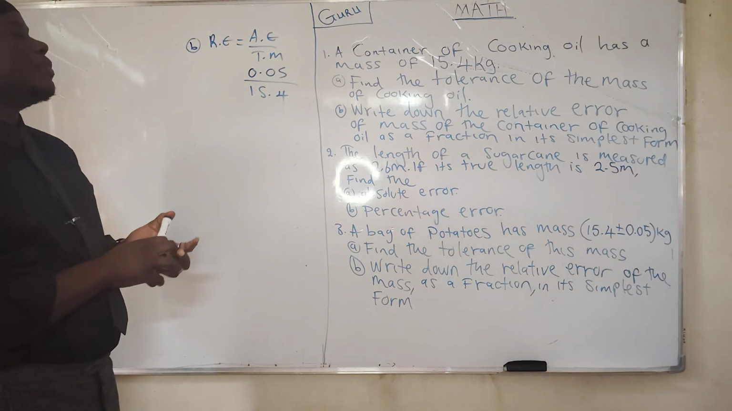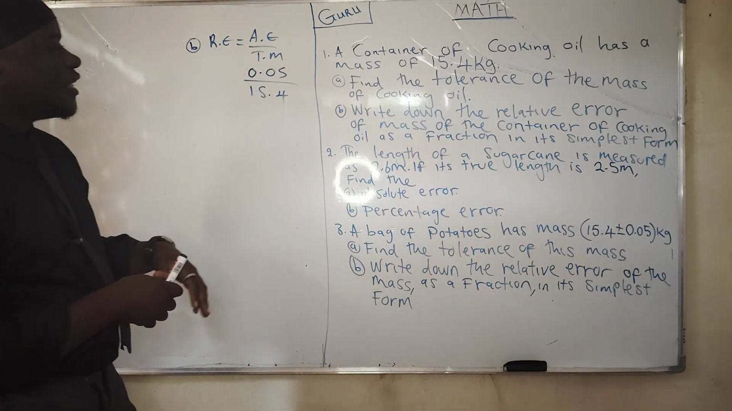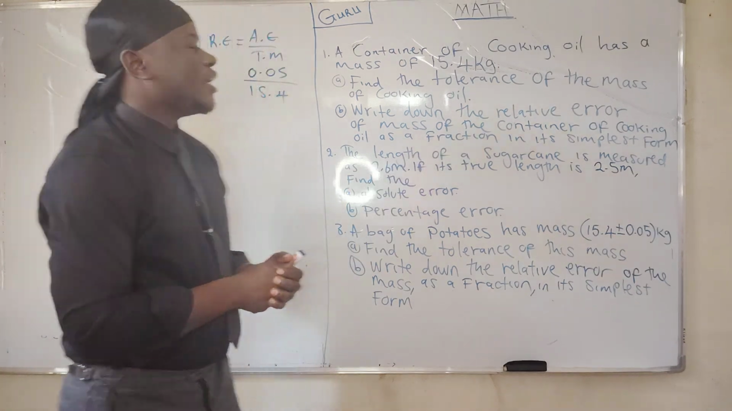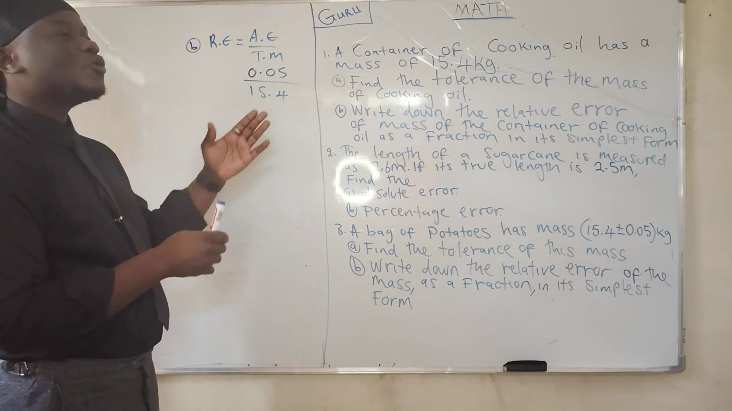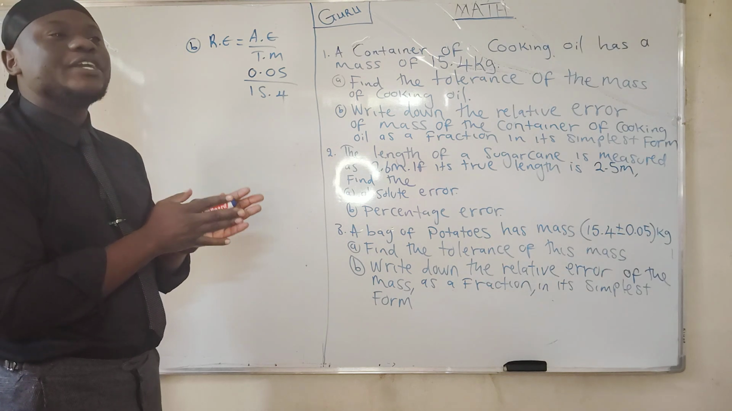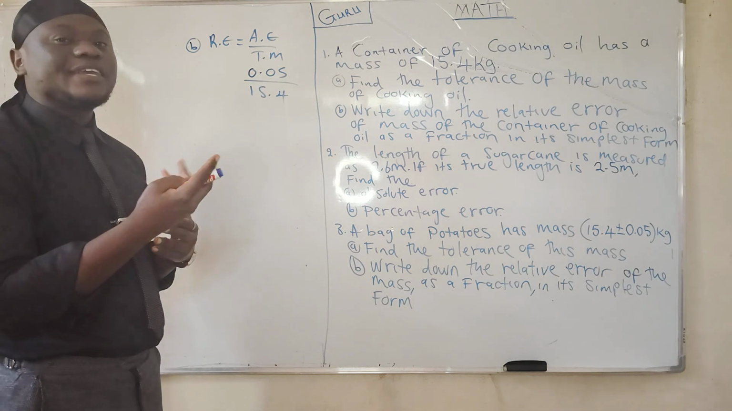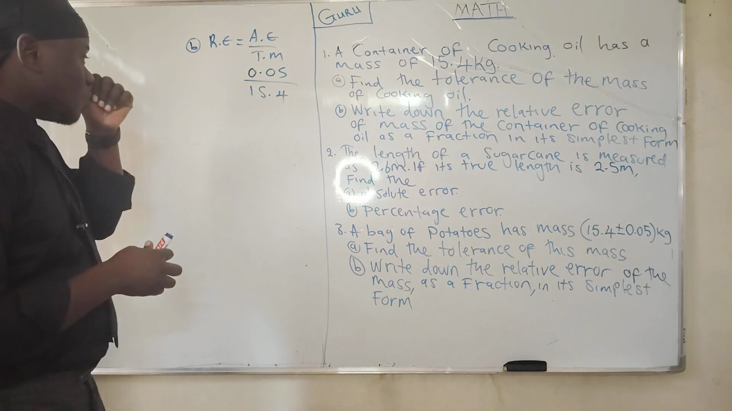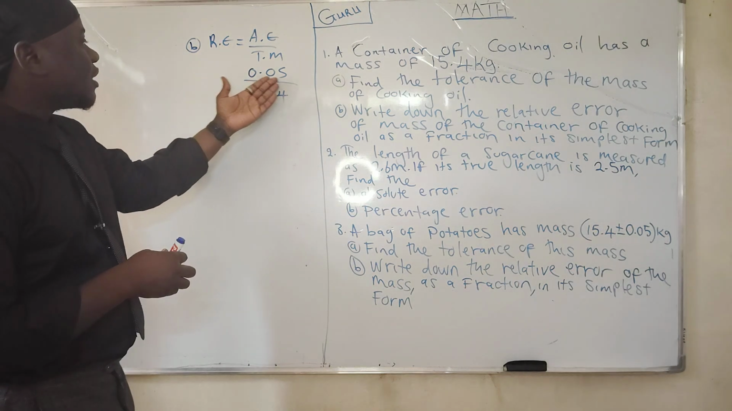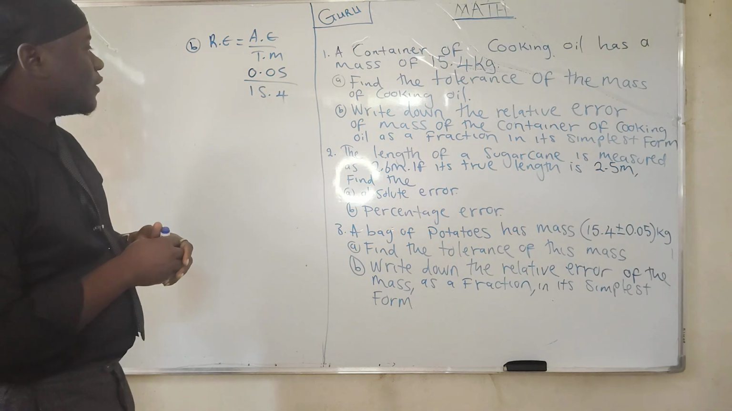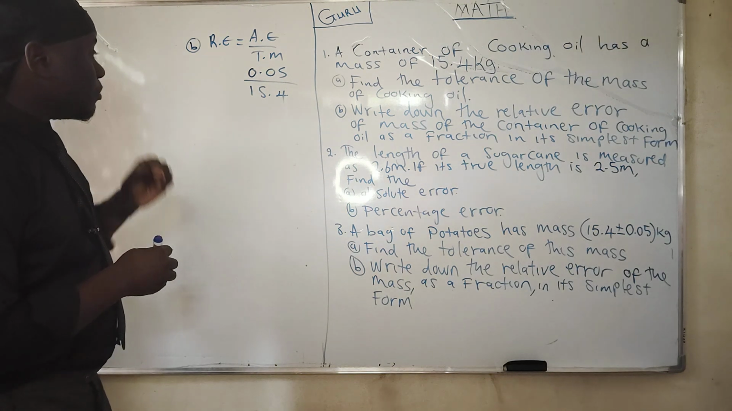If the question was open, you just end here. Now the question has a condition here. They are saying in its simplest form. Simplest form meaning you write it so that you won't have any decimal point in the numerator and denominator. So what you do here, you just remove the point because you can't divide. It will be stressful. So you remove points.